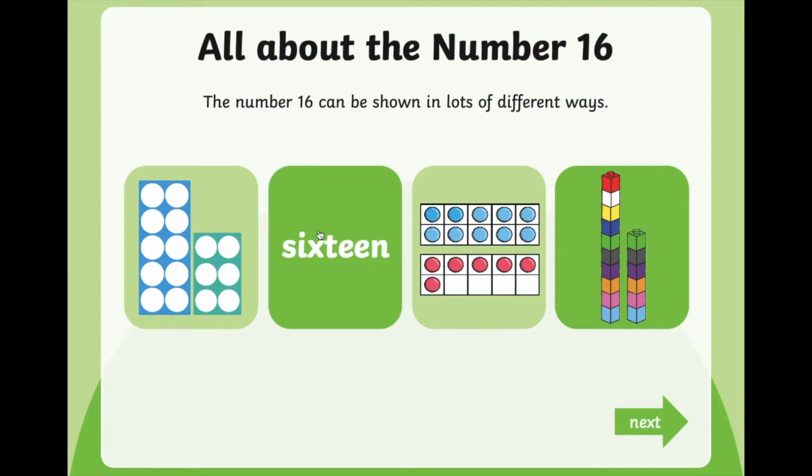Then here we've got the number word. And I know that some of you have already told me that you can see the little number word 6 in 16, can't you? It's like two words that have been squashed together. And here we have 16 counters. We've got a 10 and a 6. And just like the other things, we've got a 10 and a 6, but it's in cubes. So there's lots of ways that we can make the number 16.